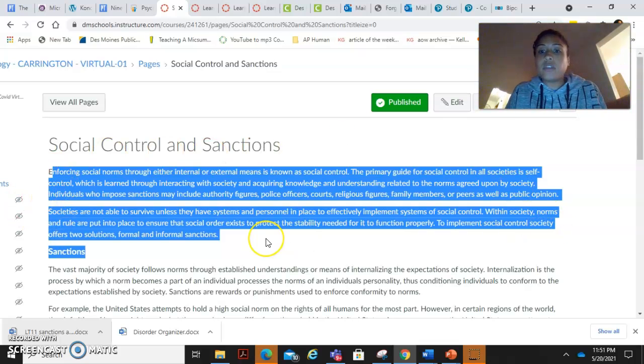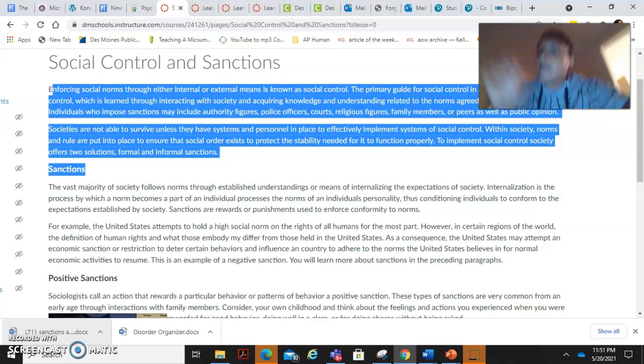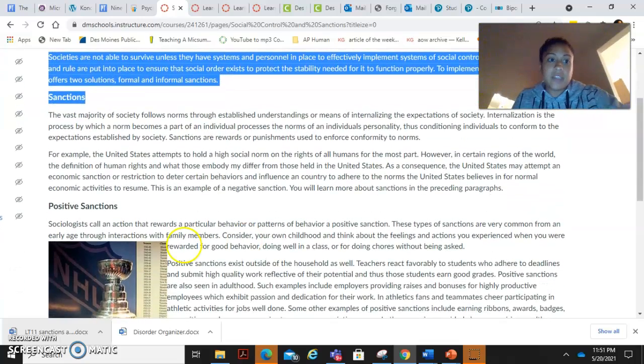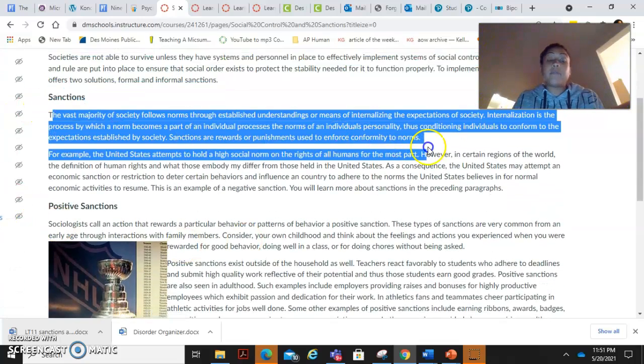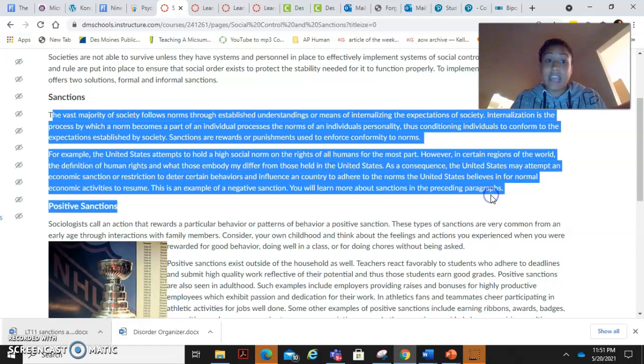To implement social control, society offers two solutions, formal and informal sanctions. Here we go. Sanctions. Get your pens out and take notes. The vast majority of society follows norms through established understandings or meanings of internalizing the expectations of society.